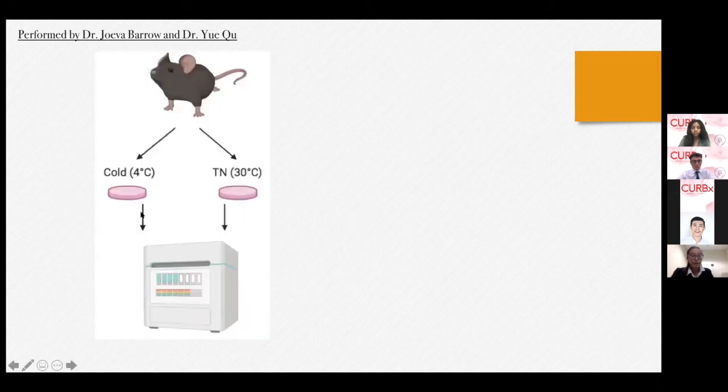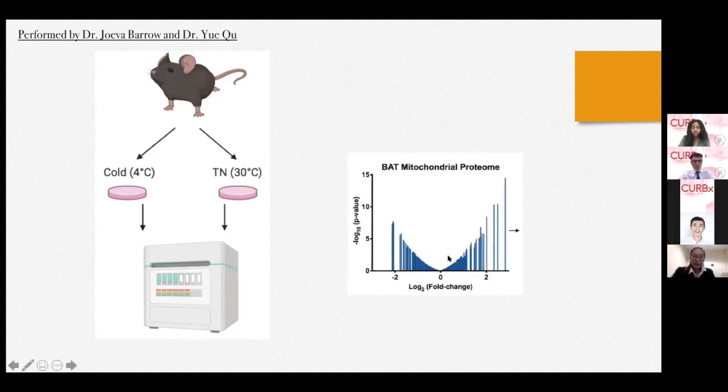Before I even knew about DHRS7 and began experiments, Dr. Barrow, my PI, and Dr. Q, postdoc in the lab, sent brown adipose tissue samples from mice, either placed in cold conditions, 4 degrees Celsius, or thermoneutral, 30 degrees Celsius, to a proteomics facility in order to determine which proteins in brown fat changed under cold exposure compared to thermoneutral conditions. And they generated a graph. The lines on the right side of the graph represent proteins that increased in expression in cold conditions compared to mice in thermoneutral. On the left side, we have lines representing proteins that decreased in expression in cold compared to thermoneutral. And it was on this right side, or potential activator candidates, that my protein candidate was narrowed down and ultimately yielded a list of several different candidates, one of which was DHRS7.